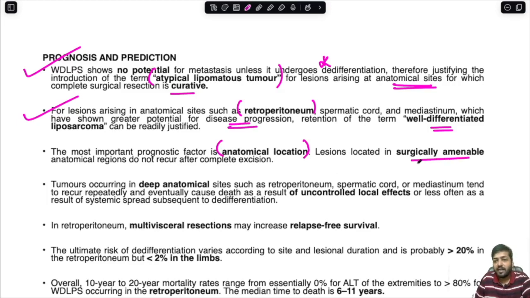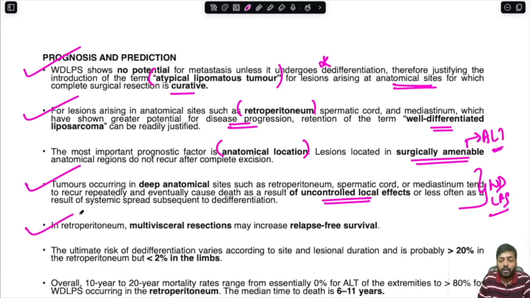Lesions located in surgically amenable anatomical locations do not recur after complete excision. Tumors occurring in deep anatomical sites such as the retroperitoneum, spermatic cord or mediastinum tend to recur repeatedly and eventually cause death as a result of uncontrolled local effects or, less often, as a result of systemic spread subsequent to de-differentiation. That is why such lesions are termed well-differentiated liposarcoma, whereas lesions which are superficial, readily amenable to surgical excision, are called atypical lipomatous tumor.